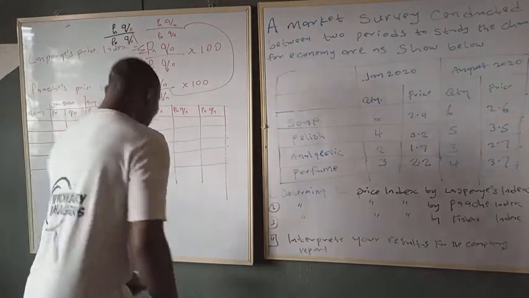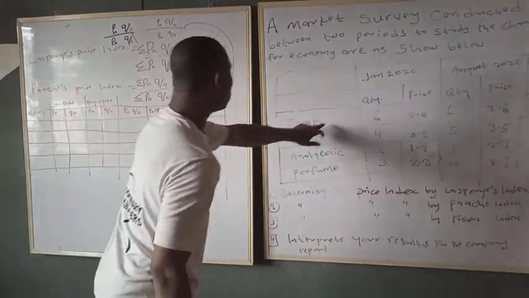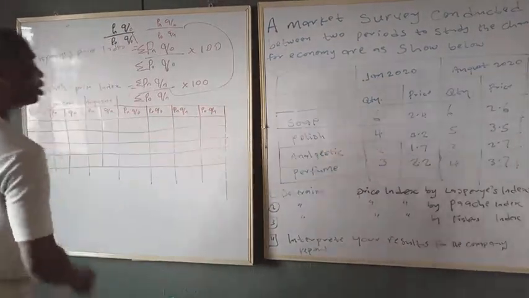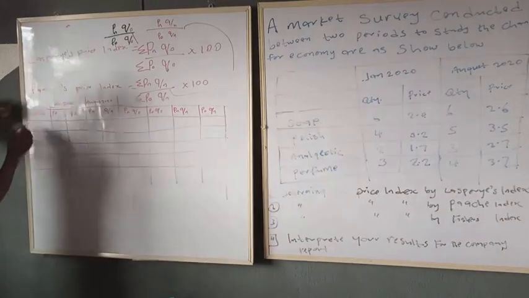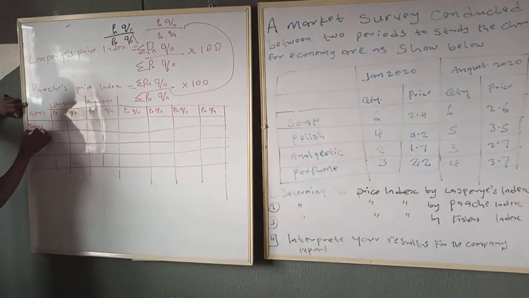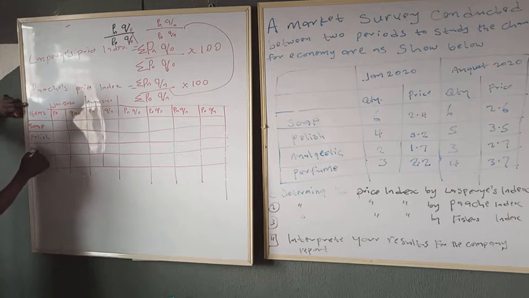The first thing, like I said, we have soap, we have polish, analgesic, and perfume. We have soap, polish, analgesic, perfume.